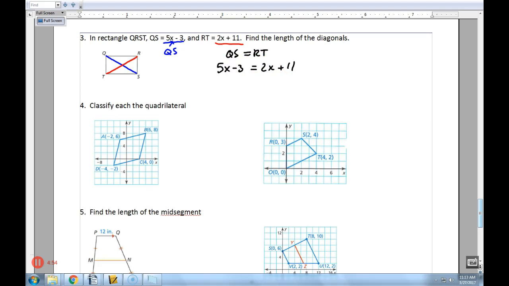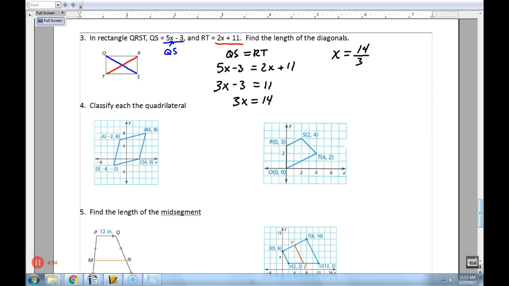I now solve this. I subtract the 2x from both sides, and then I add the 3 to both sides, and I divide these out. And I get x is 14 over 3, 14 thirds. Man, I can't believe I put a decimal on here. Let me check my math and make sure I did this right. I minus the 2x, I add the 3 over. Yeah, 14 thirds.